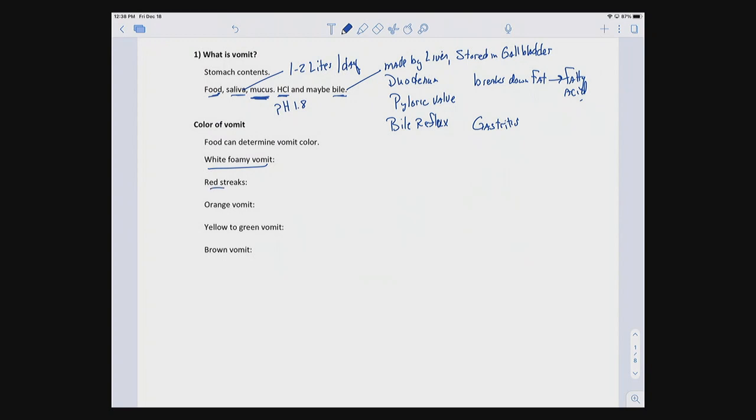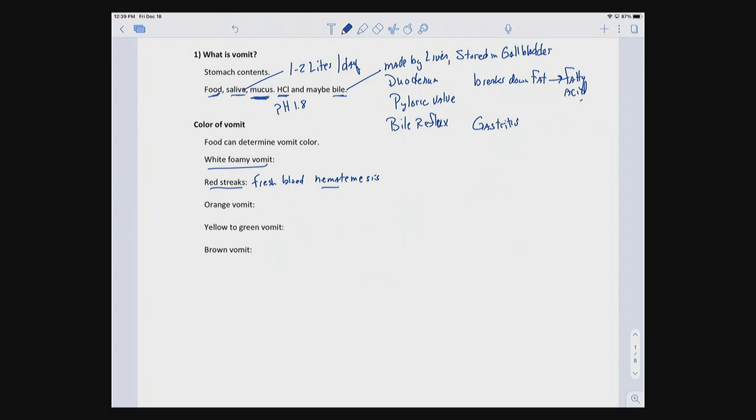Vomit with red streaks. Again, assuming we're not talking cherry jello, red streaks would indicate fresh blood, which is never a good sign. I mean, somewhere in your GI tract, you have some type of hemorrhaging, and of course, it's coming out in the form of vomit. And the medical term for that would be hematemesis. Okay, the heme meaning blood, of course, emesis, of course, meaning vomit.